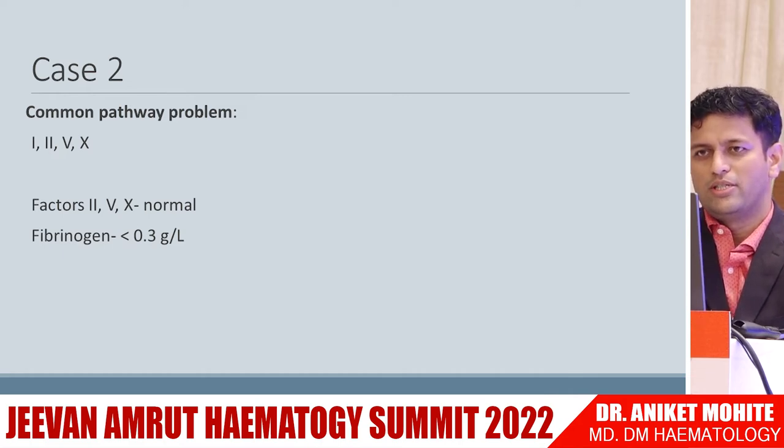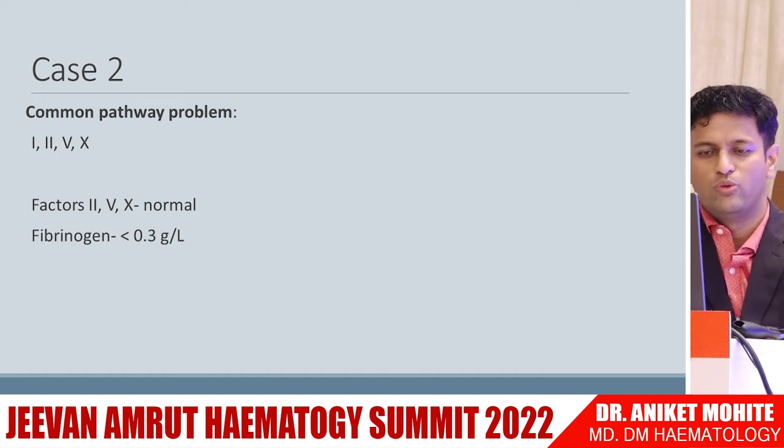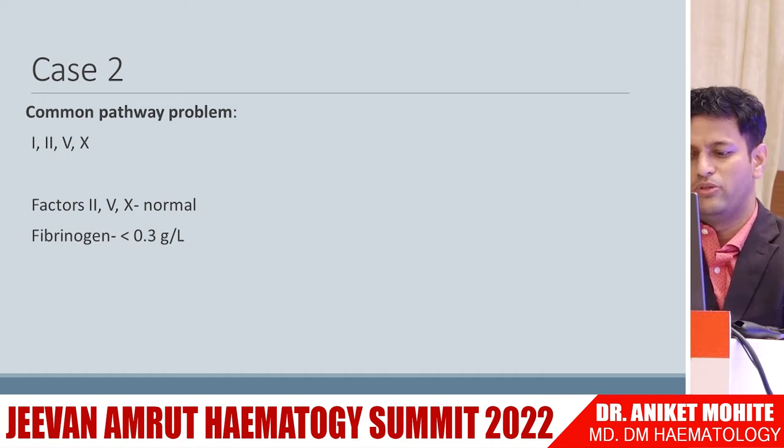So the problem in such cases would be in the common pathway, that is fibrinogen, factor 2, that is thrombin, factor 5 or factor 10, or could be combined factor deficiencies like factor 8 and factor 9. So in this, we did 2, 5 and 10, both were normal, and the fibrinogen is undetectable or less than 30, which is a case of afibrinogenemia.